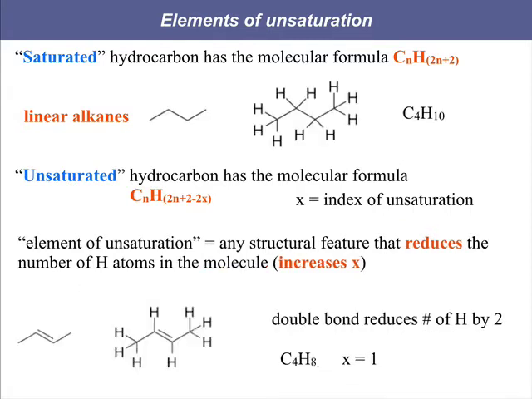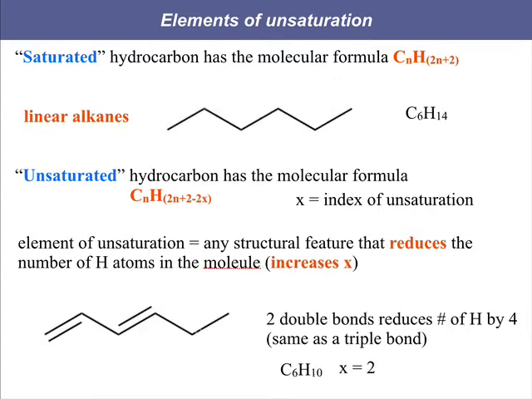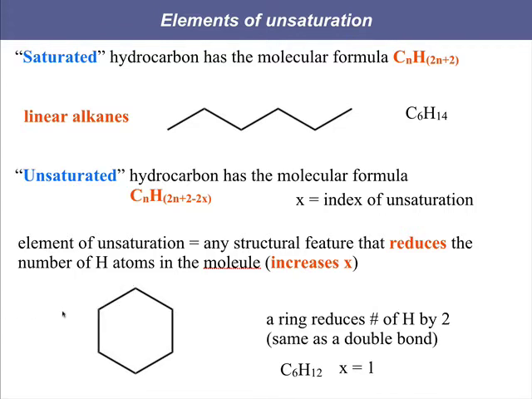Just to go back and remind ourselves, a pi bond could be an element of unsaturation. 2 pi bonds in an alkyne would be 2 elements of unsaturation. Or 2 double bonds in a diene, a double alkene, would be 2 elements of unsaturation. A ring could be 1 element of unsaturation.